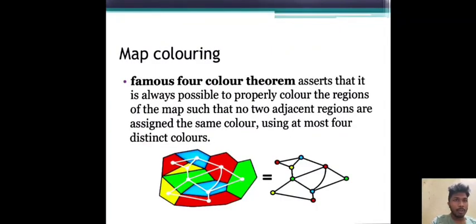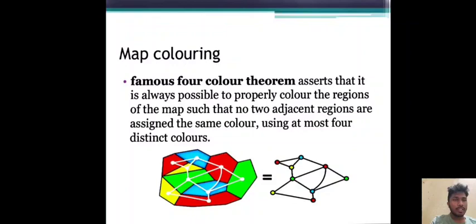Map coloring. The famous four color theorem asserts that it is always possible to properly color the regions of a map such that no two adjacent regions are assigned the same color, using at most four distinct colors.